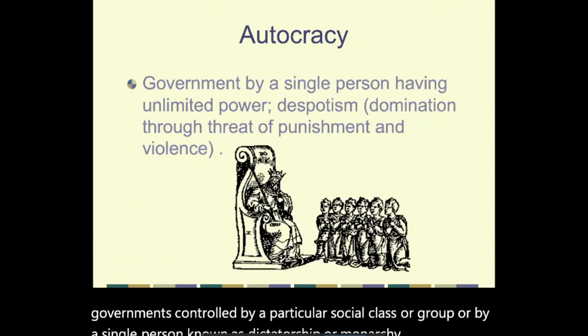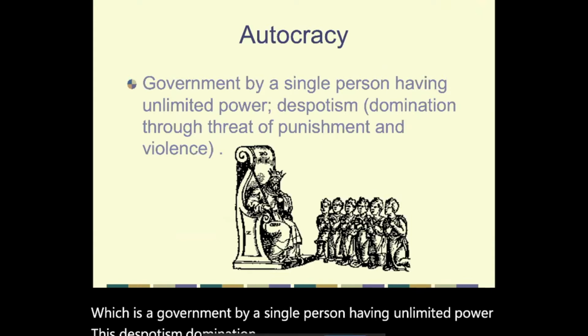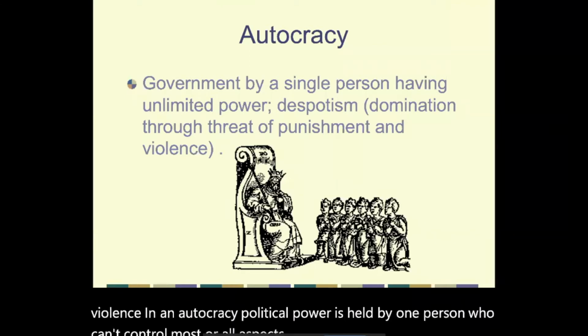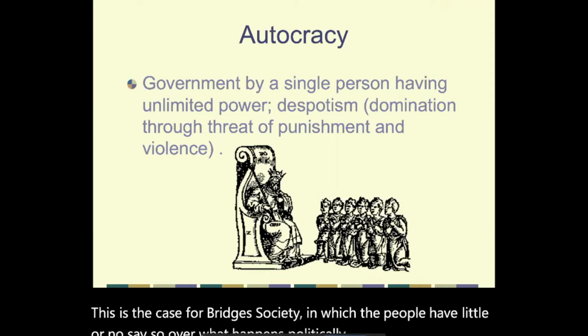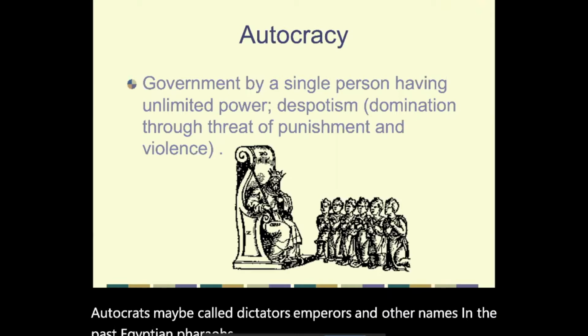Autocracy, which is a government by a single person having unlimited power. This is despotism, domination through threat of punishment and violence. In an autocracy, political power is held by one person who can control most or all aspects of people's lives. This is the case for a rigid society in which the people have little or no say over what happens politically. Autocrats may be called dictators, emperors, and other names. In the past, Egyptian pharaohs were a type of autocrat for that society.